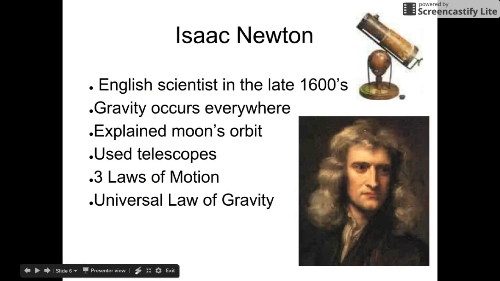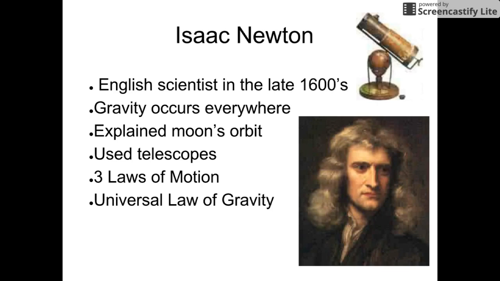The idea of gravity was pretty much labeled by Isaac Newton. He was an English scientist in the late 1600s. He kind of realized that gravity is occurring everywhere. He used the idea of gravity to explain why the moon orbits the Earth. He used observations that he made through telescopes to come up with why the moon orbited the way it does.